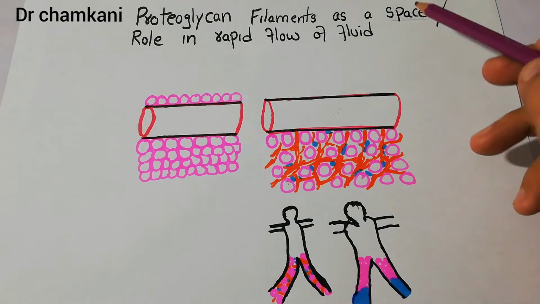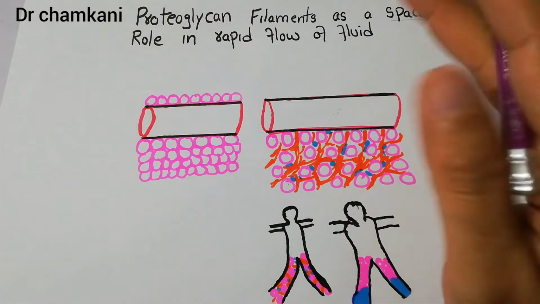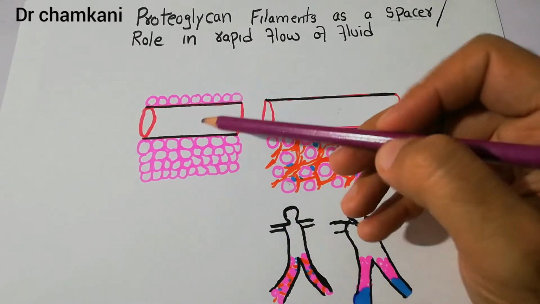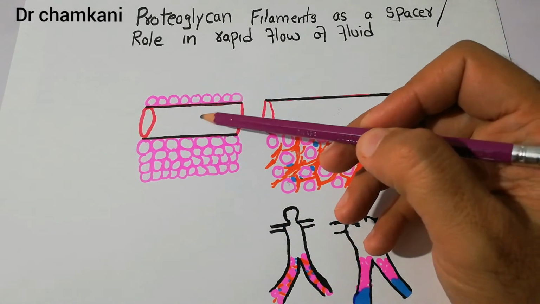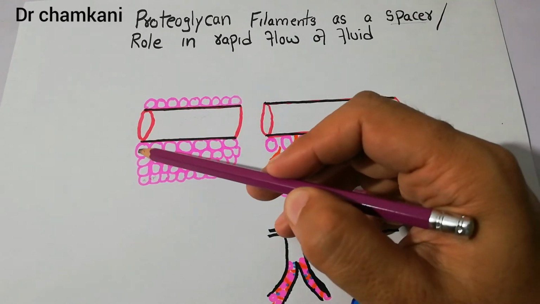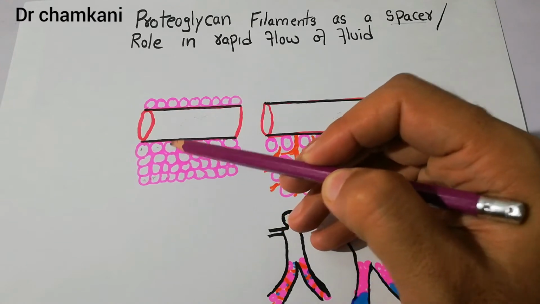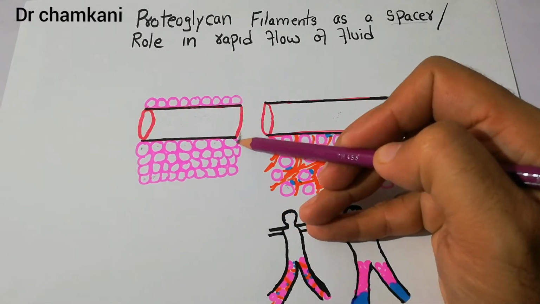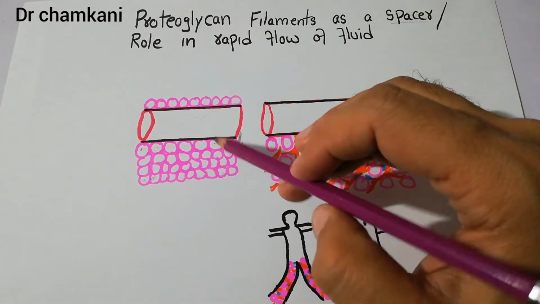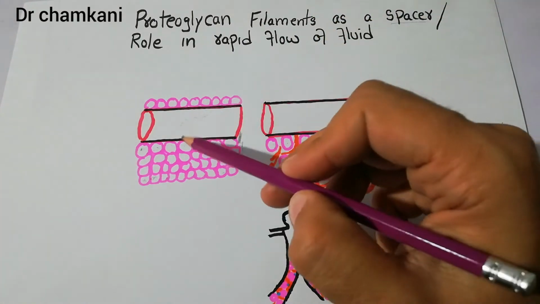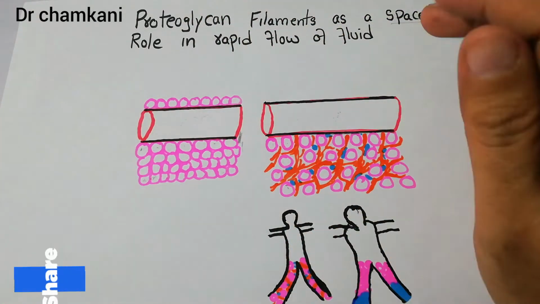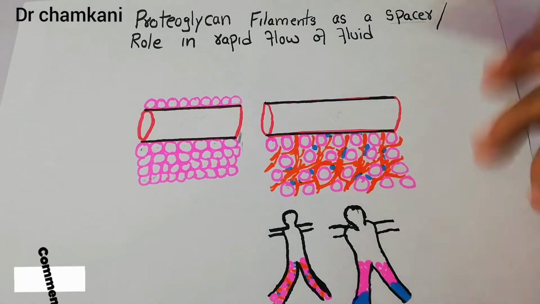Now, if these spacers, these proteoglycan filaments, were not present, then the nutrients and ions from these cells could not move into the lumen of the capillary, and nutrients and ions from the capillary could not move into these cells. It would be very easy for nutrients and ions to move in and out of the cells near the wall of the capillary, but it would be difficult to travel to these distant cells because the cell membrane will never allow easy movement. But due to the presence of proteoglycan filaments, there is movement of ions.